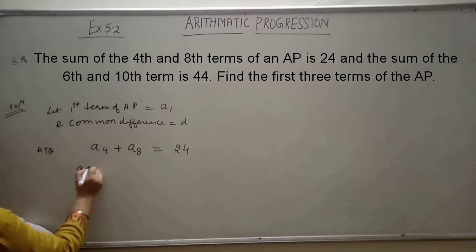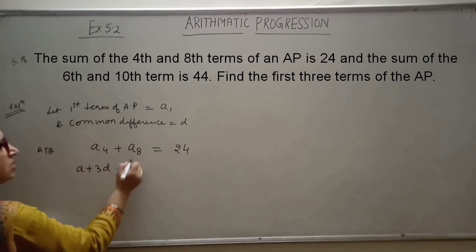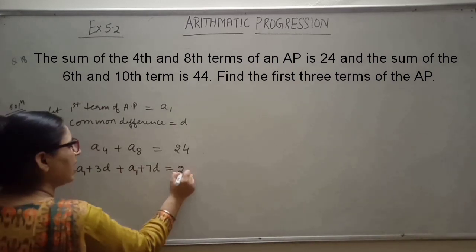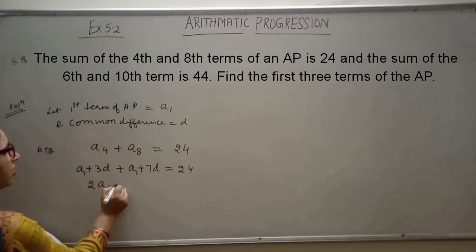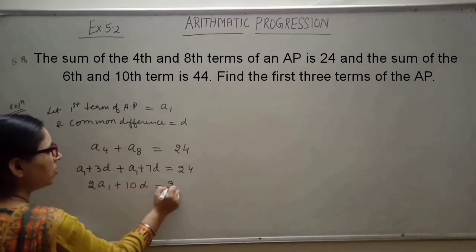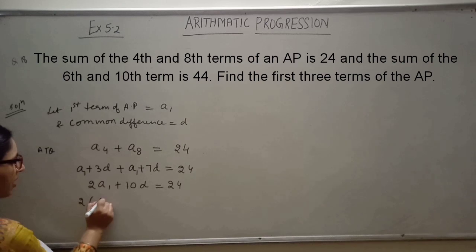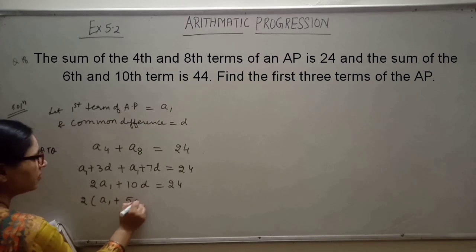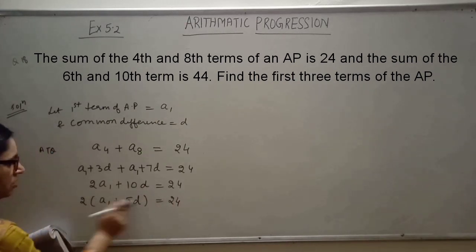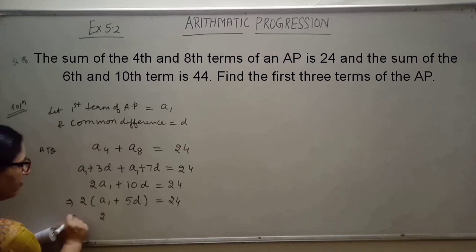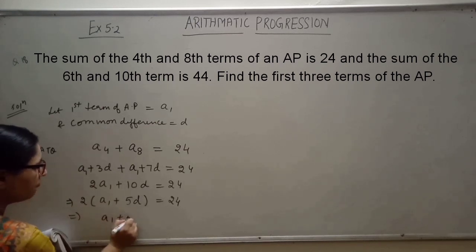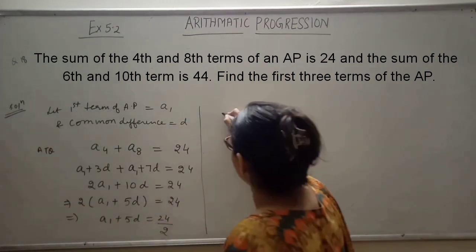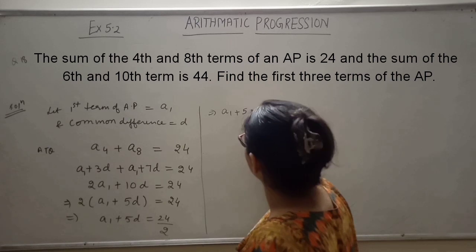What is the formula for the 4th term? A plus 3D. And what is the formula for the 8th term? A plus 7D. You can write A1 or A as it is, whatever you feel comfortable. So 2A1 plus 10D is equal to 24. 2 can be taken as common, so this is A1 plus 5D is equal to 24 by 2. So this gives us A1 plus 5D is equal to 12.